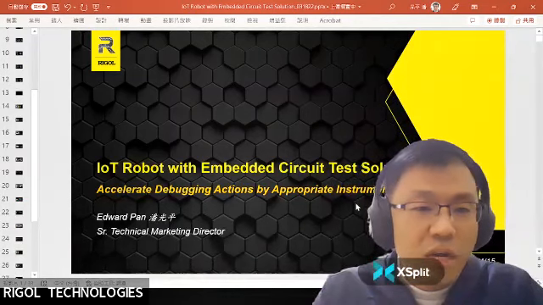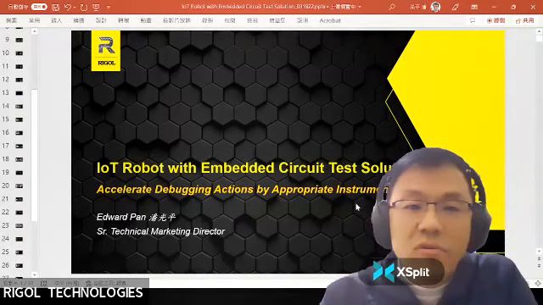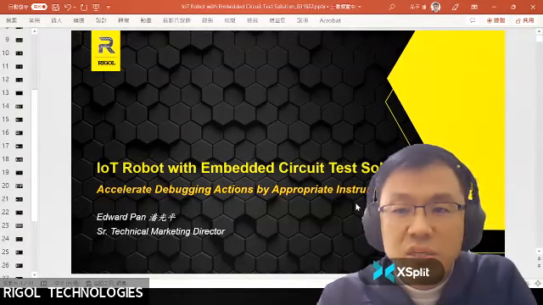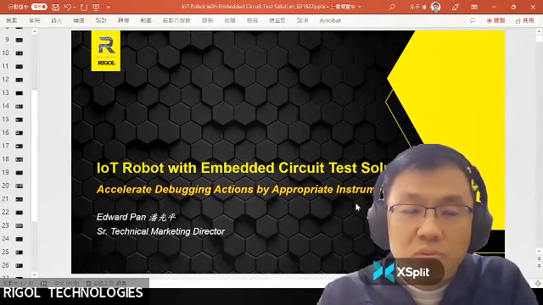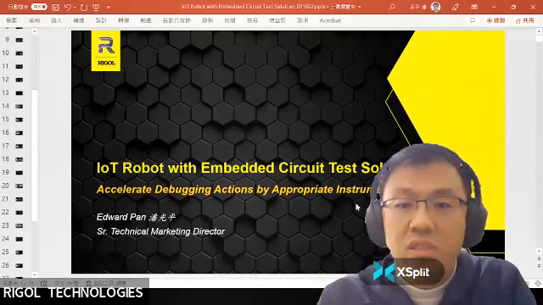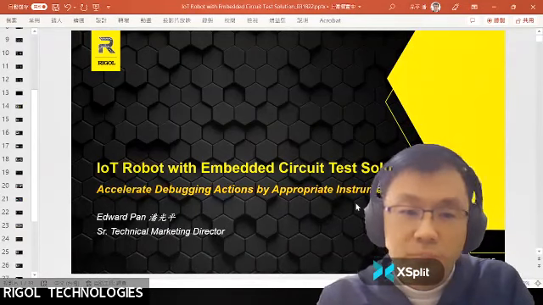Today, I will focus on the topics of the IoT robot with the embedded circuit test solutions. And the subtopics, we will focus on how to accelerate the debugging actions by appropriate instruments.